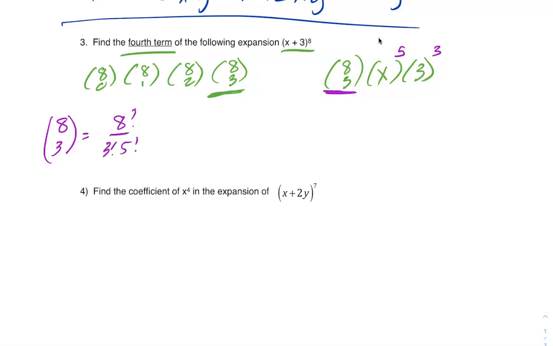I just want to practice though. It'd be 8 times 7 times 6 times 5 all over 3 times 2 times 1, because that's a smaller one, times 5 factorial. These cancel out. 3 times 2 is 6, so I get 56.